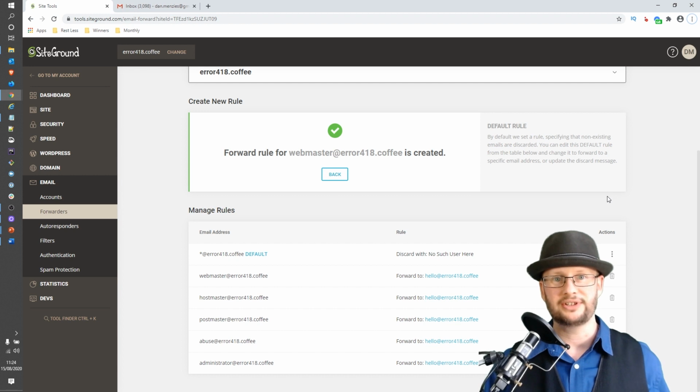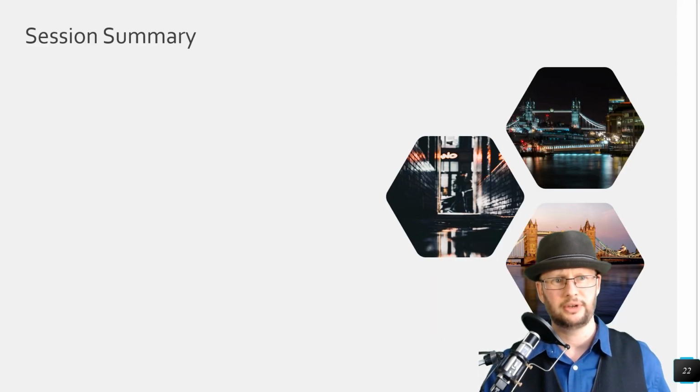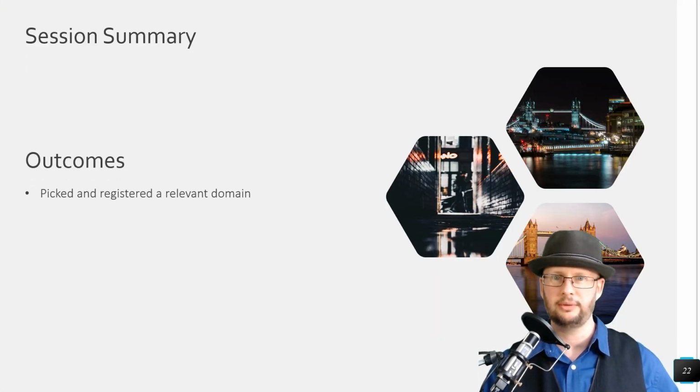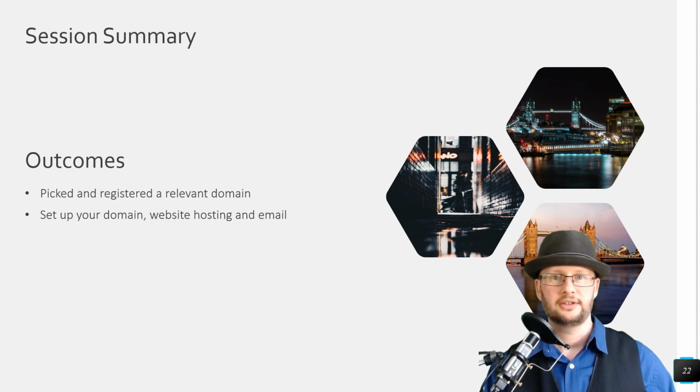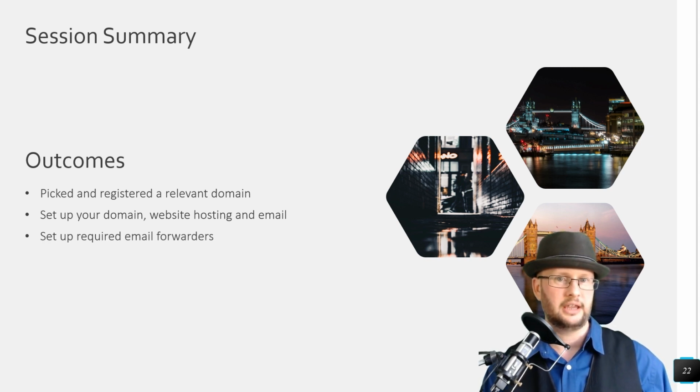And that just about brings us to the end of the action. So what did we get up to today? Well, we learned about domain names, what constitutes a good one, and how to pick a decent one. We then registered our first domain name, set up an email address, and set up the website hosting. And we set up our email forwarders so we can cover all of our legal bases with the email addresses that we need, while still only monitoring a single email address.